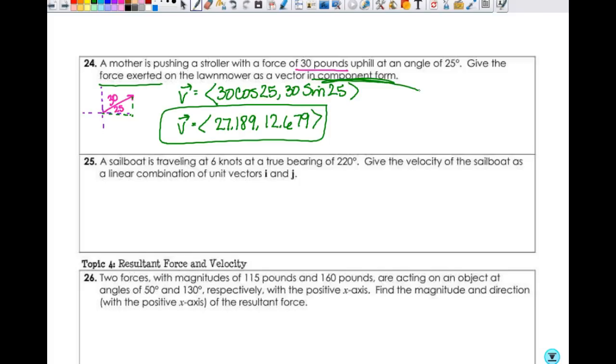All right, a sailboat is traveling at 6 knots at a true bearing of 220. Give the velocity of the sailboat as a linear combination, which means I got to find the component form first, of unit vectors i and j.